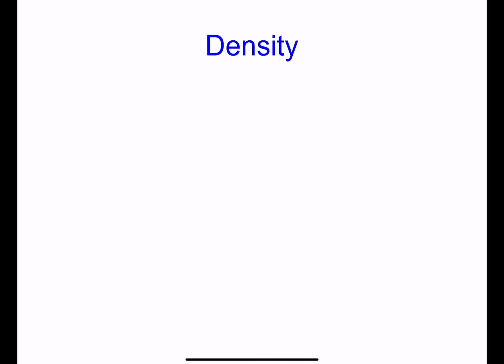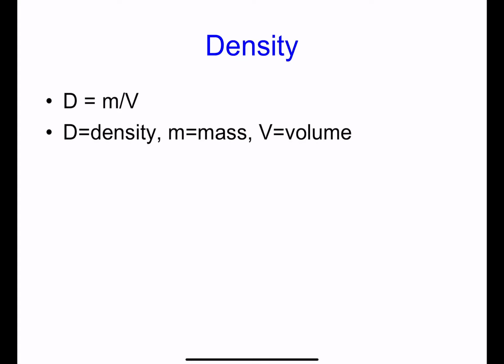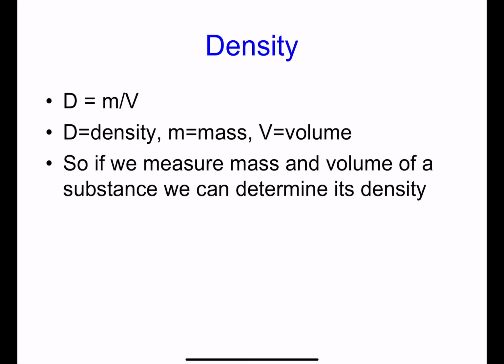The concept we're going to explore in this video is density. Since we'll be using density in the laboratory soon, we'll think a little bit about density. Density, here we're given D for density, M for mass, V for volume, is just the ratio of mass to volume. So we can't measure density, but we can measure mass and volume and then calculate the density of that substance. That's what we'll do in the laboratory.